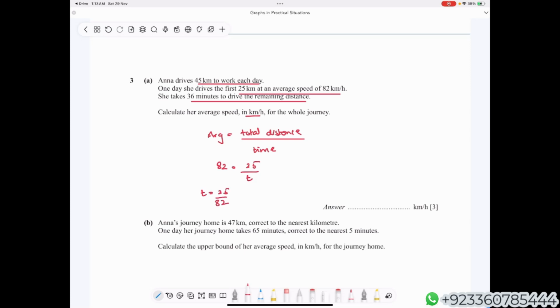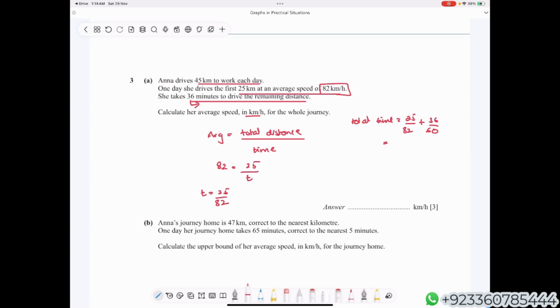She takes 36 minutes to drive the remaining distance. That means uska total time hai wo kya ho jayega? Total time ho jayega 25 divided by 82 plus. Now this time is in hours, because jo speed thi wo hamein kilometers per hour mein di gayi thi. And this time 36 is in minutes. So when I find the total time, I'm going to add 25 over 82 plus 36 over 60. Okay, that's going to be my total time.